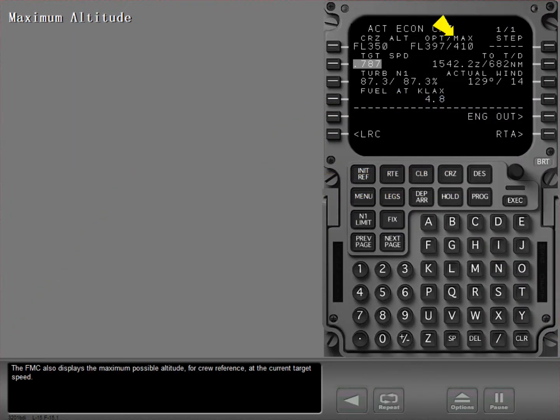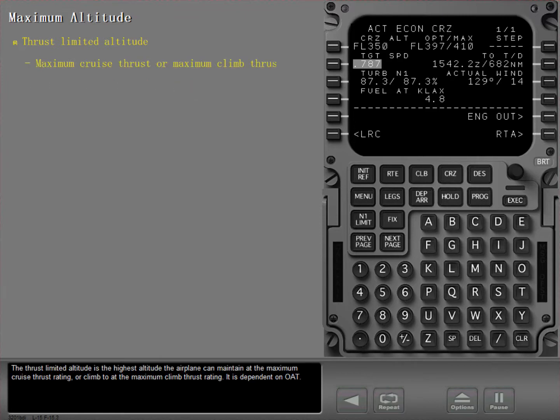The FMC also displays the maximum possible altitude for crew reference at the current target speed. The maximum altitude is the more limiting of the thrust limited altitude, the maneuver margin limited altitude, or the maximum operating altitude.